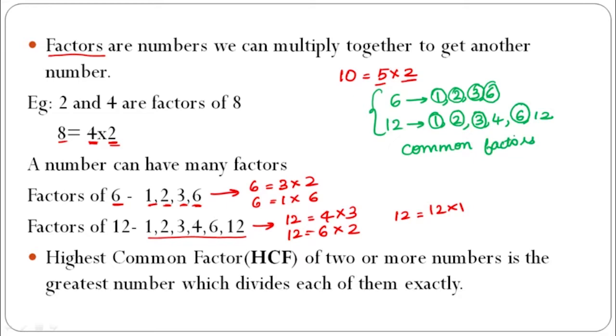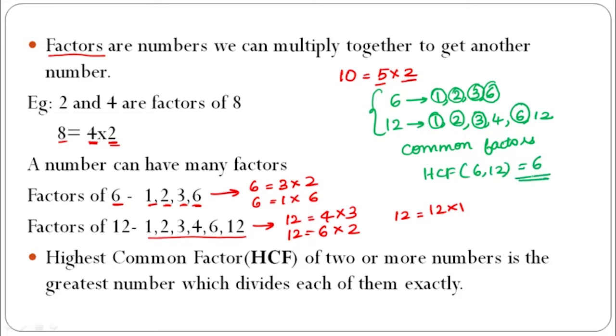Now then, what will the highest common factor be? The highest common factor will be the factor which is common to the given numbers and also is the highest possible factor. In this case, when I am considering 6 and 12, which is the highest common factor of 6 and 12? It is 6. 6 is the highest factor that is common to both the numbers, or I can say HCF of 6 and 12 is equal to 6.